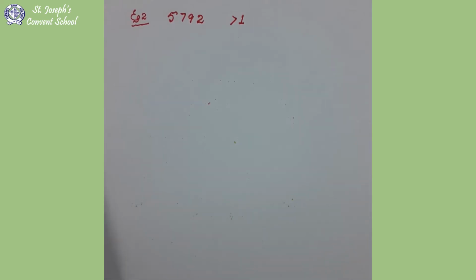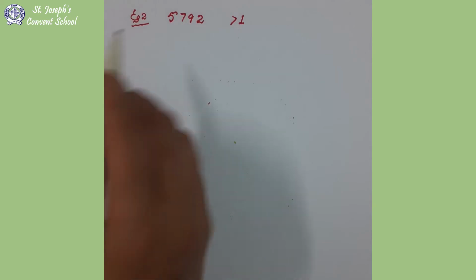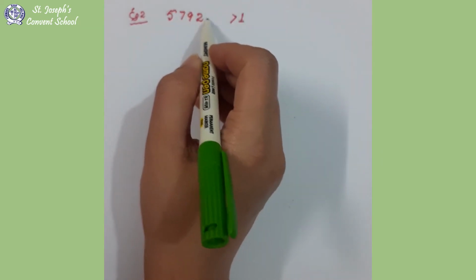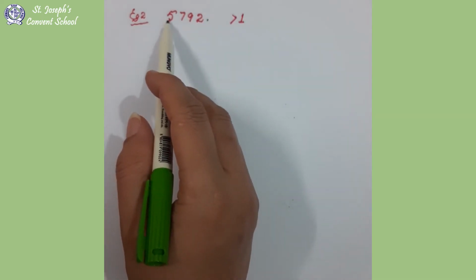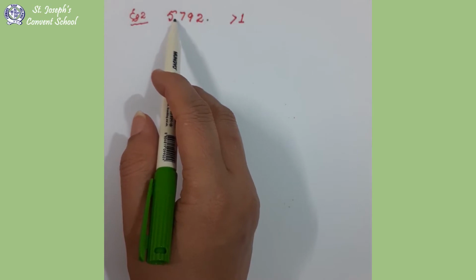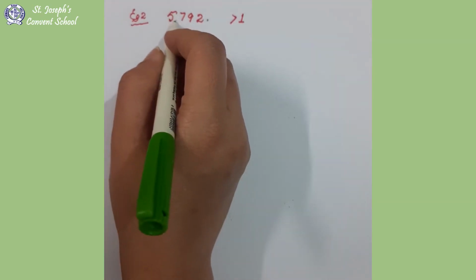Now we will shift the decimal. It is understood that the decimal is here, and according to the rule, shift the decimal after the first non-zero digit. This is the first digit, it is non-zero, so after this, here. It means you will shift the decimal here.